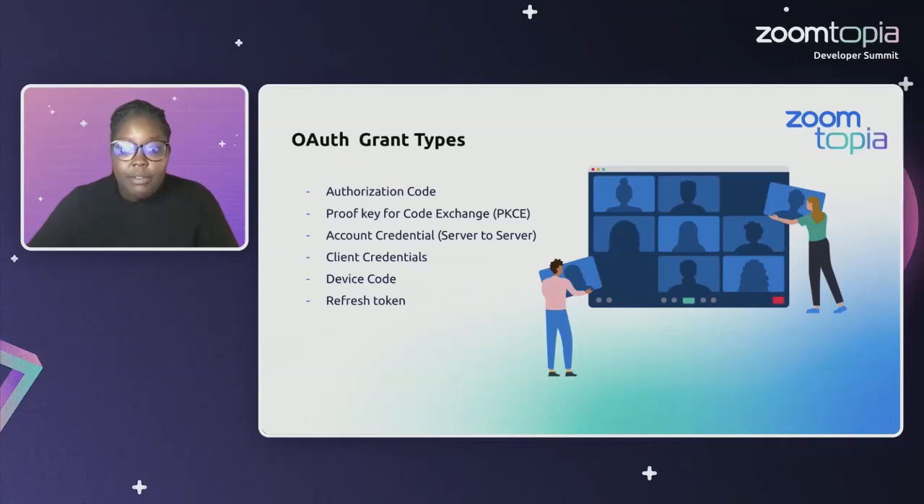And last but not least, we have refresh token, and the refresh token grant type is used by clients to exchange a refresh token for an access token when the access token has expired. So this allows clients to continue to have a valid access token without further interacting with the user.